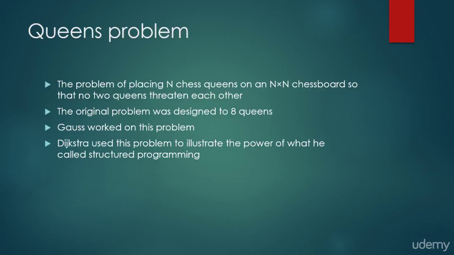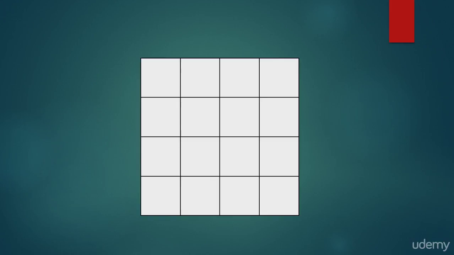The problem is placing n chess queens on an n by n chessboard so that no two queens threaten each other. The original problem was designed for 8 queens. Gauss worked on this problem, and it was Dijkstra who used this problem to illustrate the power of what he called structured programming. So let me illustrate on a 4x4 chessboard how the algorithm works in practice.